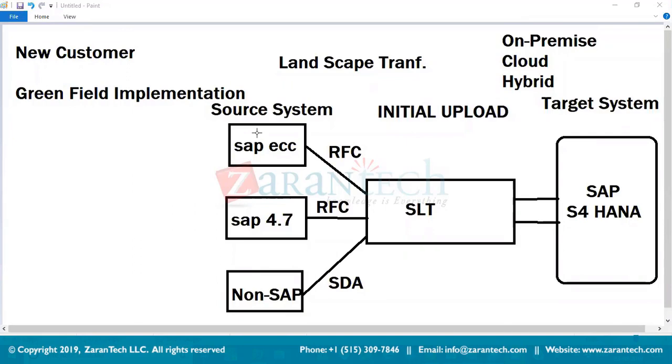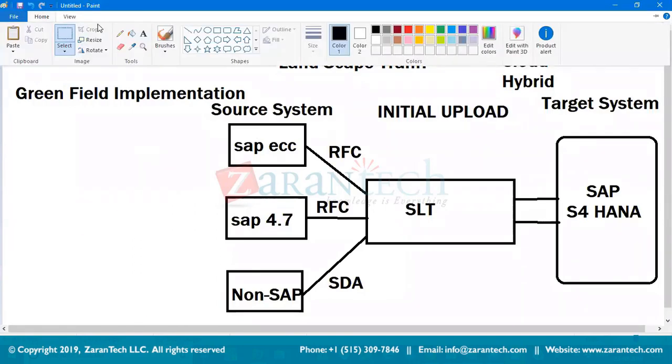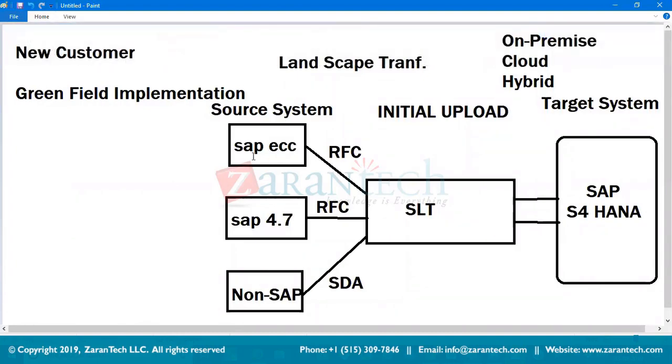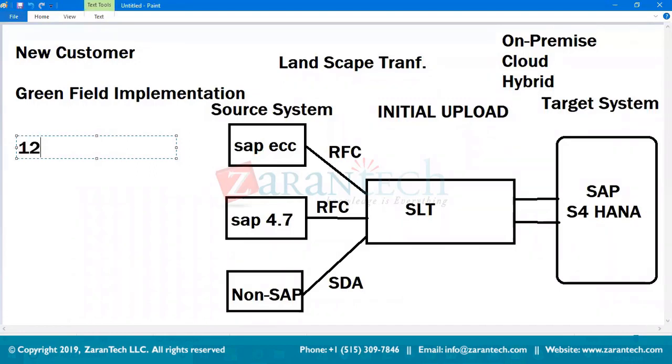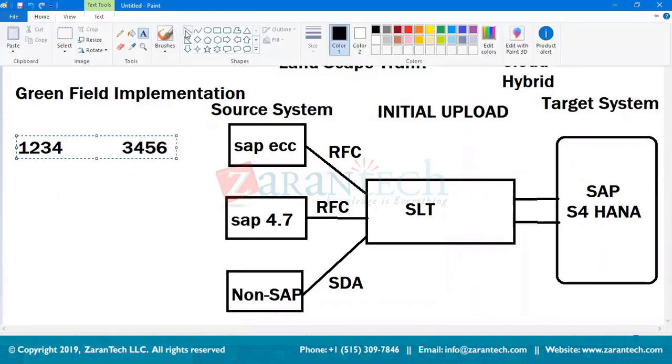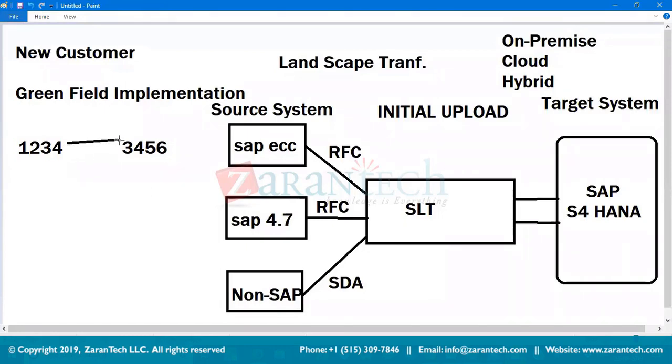Mapping the fields between systems, for example, if I take one customer here, the customer number in ECC is 1234, but the same customer number in my SAP S4 HANA is 3456. I need to do the mapping. First of all, I need to complete the mapping between these two customers. The customer is going to be the same, but the customer number in ECC is different from the number in my central finance system in SAP S4 HANA. You have to do this mapping.